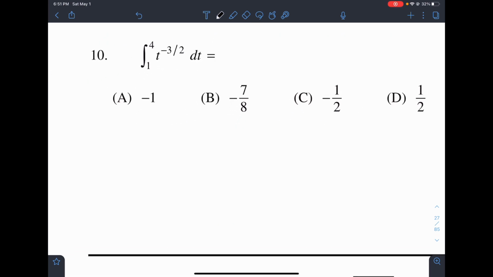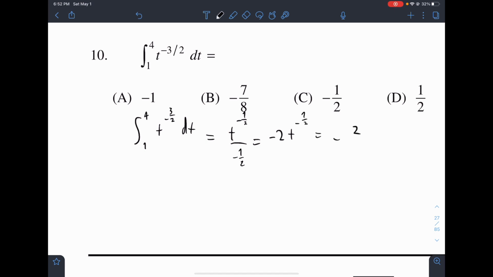So 10, we have a definite integral from 1 to 4 of t to the negative 3/2 dt. So here we're going to do a reverse power rule. If you remember, it's going to be t to the negative 3/2 plus 1, so that's just going to be negative 1/2 over negative 1/2. We can simplify that to negative 2t to the negative 1/2, and we can also write this as negative 2 over root t.